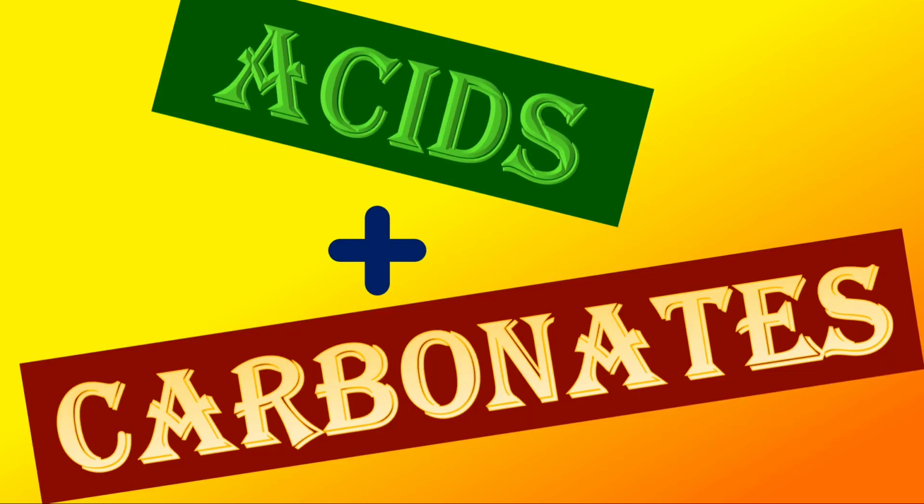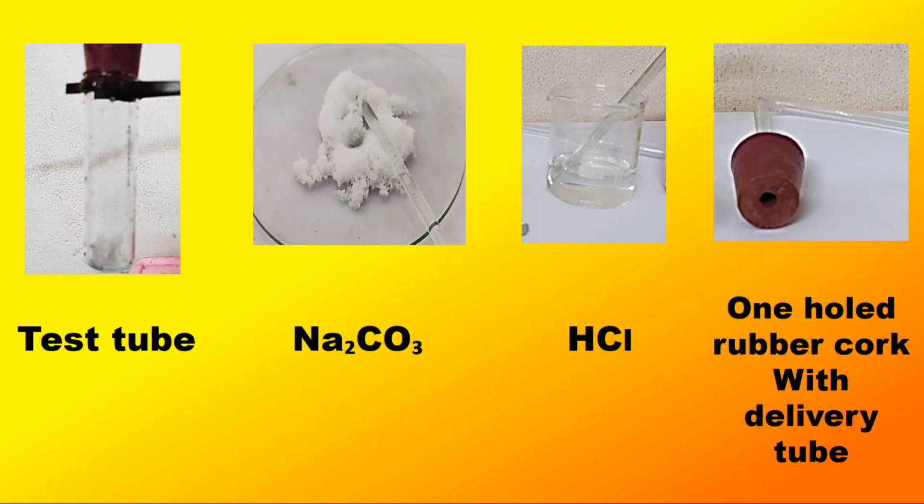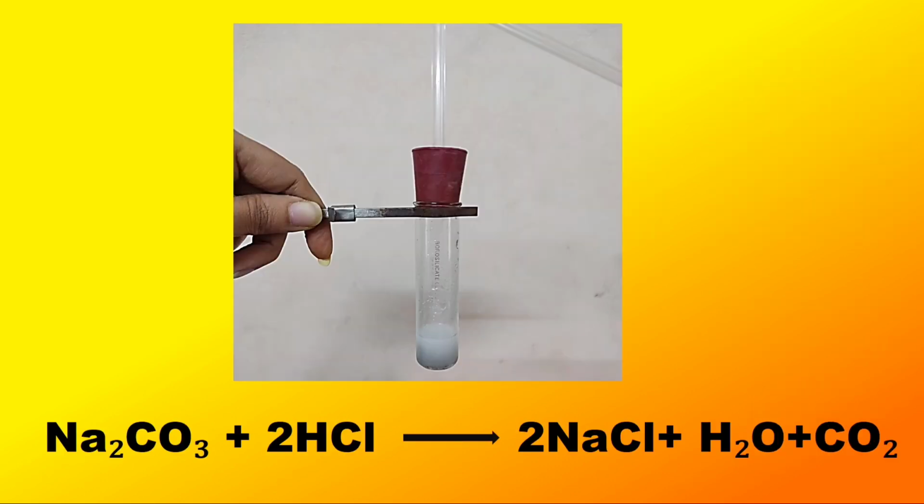Now we are moving ahead into the third part, acids reacting with carbonates. For this experiment, we are taking a test tube, anhydrous sodium carbonate, dilute HCl and a 1 hole rubber cork with a delivery tube. Take about half a gram of sodium carbonate in a test tube and add 2 ml of dilute HCl to it. We will observe a quick effervescence of gas evolving out of the salt. Sodium carbonate reacts with hydrochloric acid, forming sodium chloride, water and carbon dioxide gas.